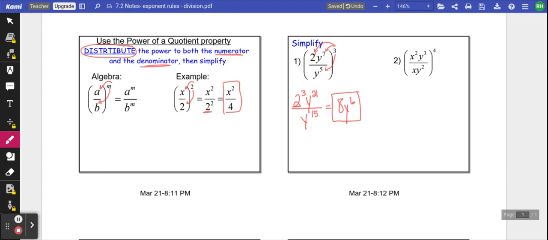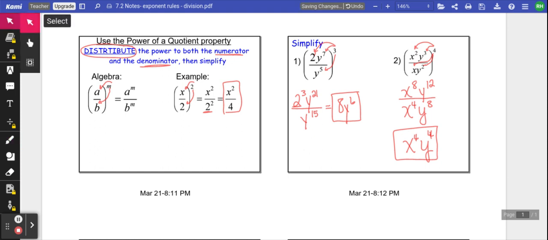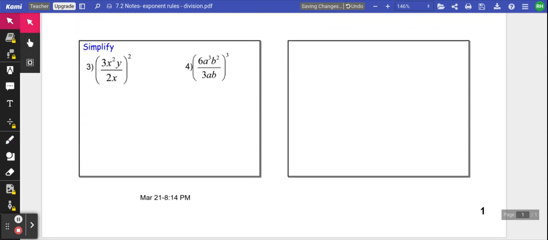Okay, same thing here. 4 goes to the top and the bottom. So on the top, I have x to the 8th, y to the 12th, because I'm multiplying, remember, to get started. 4 down here would be x to the 4th, y to the 8th. Now it's division, so I have to subtract my exponents. So x's would be 8 minus 4, which would be to the 4th. Y's is 12 minus 8, which is also to the 4th. Oops. So my answer, x to the 4th, y to the 4th. Okay. Doing great. Last two.